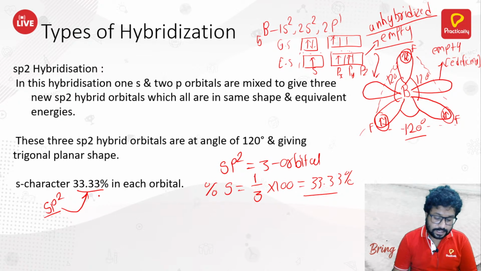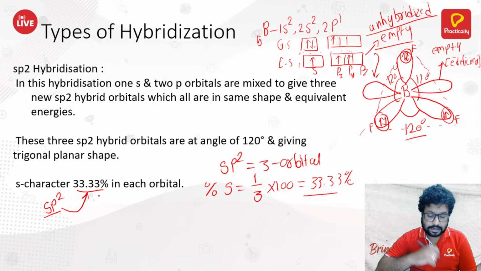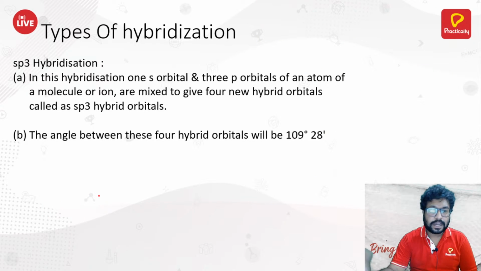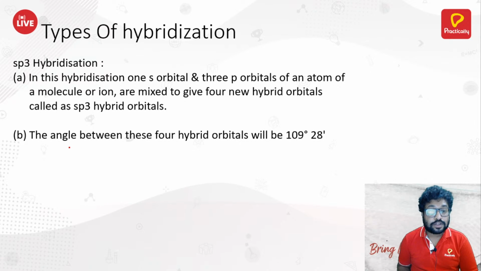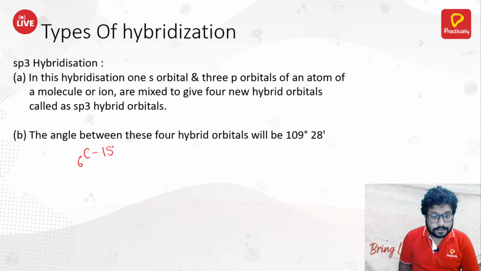Yes, dative bond, Sajid, you're right. NH3 forms a dative bond with BF3. Okay, chalo. That was sp2, now sp3. Now sp3 hybridization happens in the case of carbon. Atomic number 6, 1s2, 2s2, 2p2. So in the ground state, you have 2 electrons here.